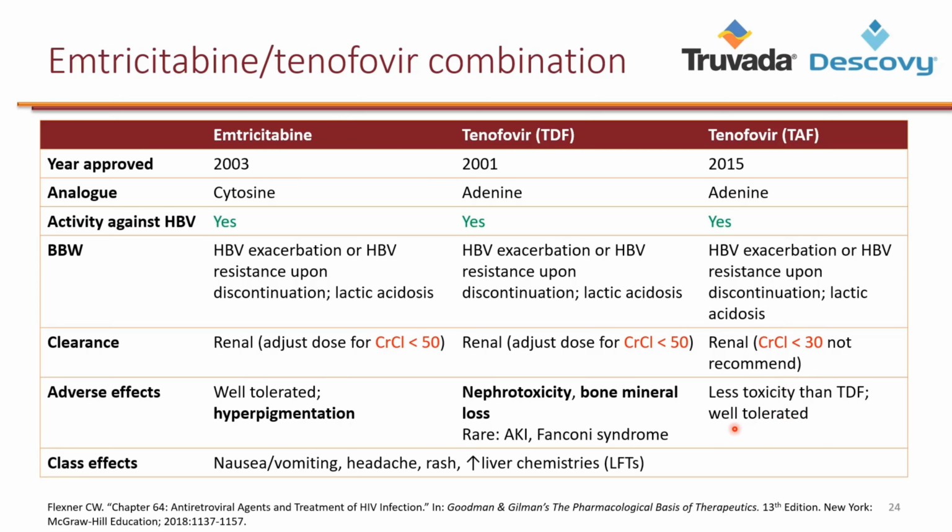Now, note that this tenofovir does not cause bone toxicity, in the sense that it does not cause bone marrow suppression. It just causes some bone mineral loss. So this is not the same as bone marrow suppression. This just increases the risk of osteoporosis.